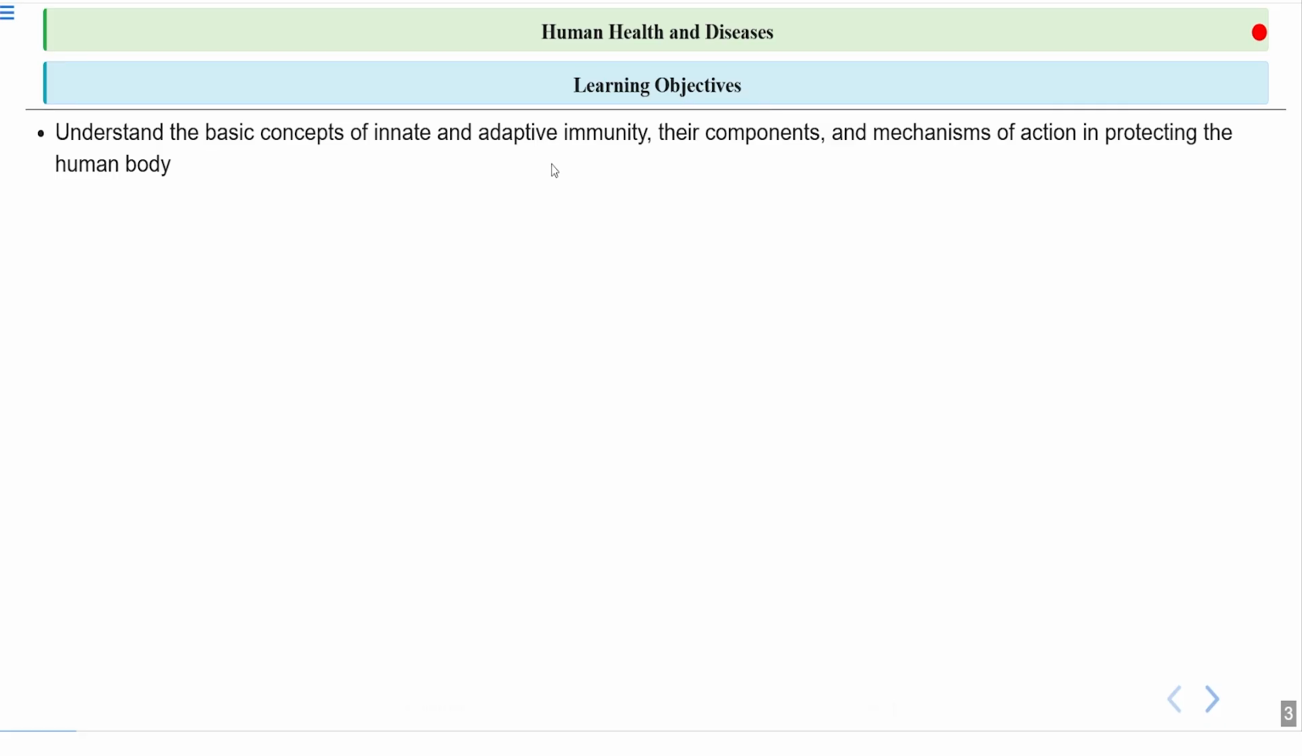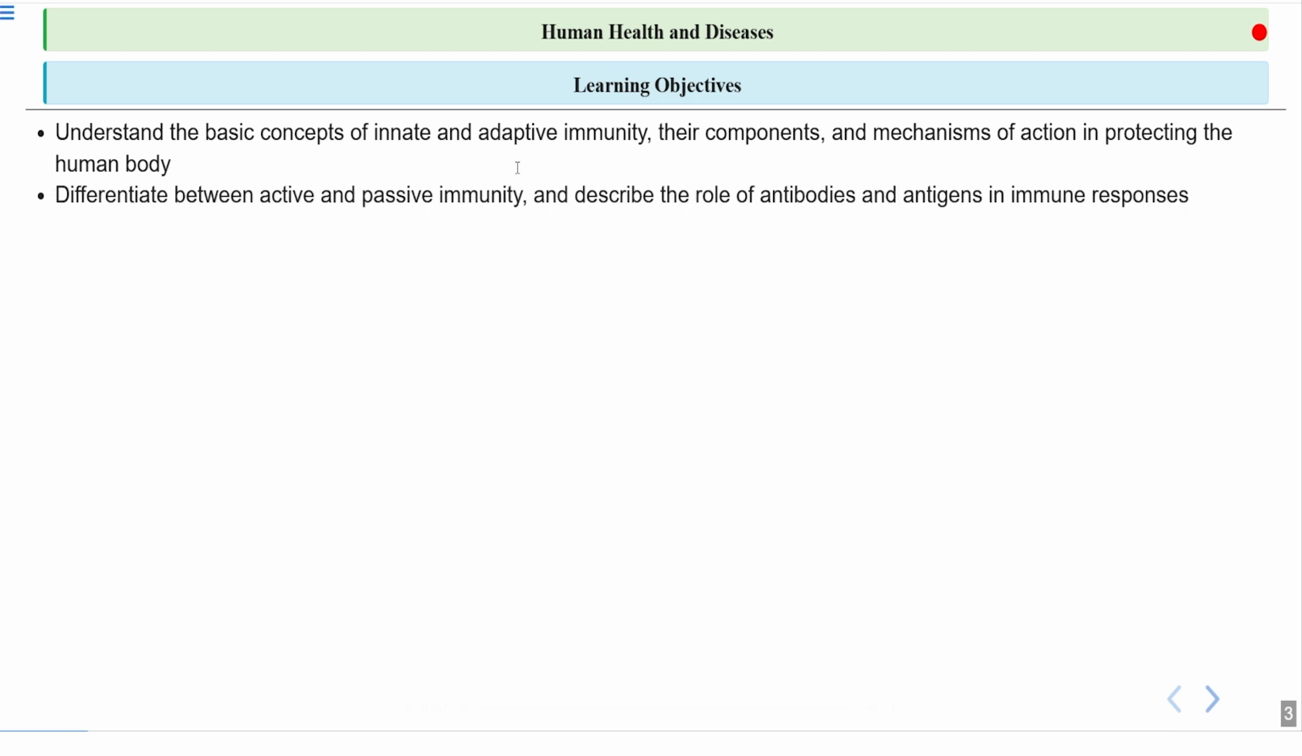So what are the objectives of today's session? Today we will understand the basic concepts of innate and adaptive immunity. We'll also talk about their components and mechanism of action in protecting the human body. Then we'll differentiate between active and passive immunity. There are two types of immunity, active and passive immunity. We will differentiate between these kinds of immunities and describe the role of antibodies and antigens in immune responses.